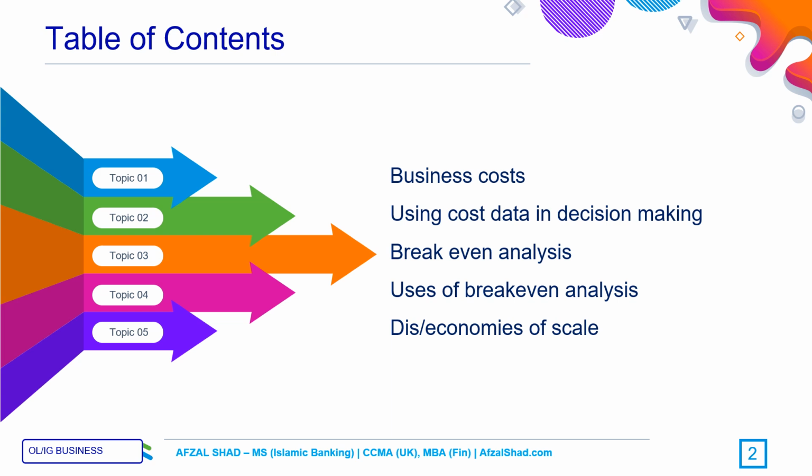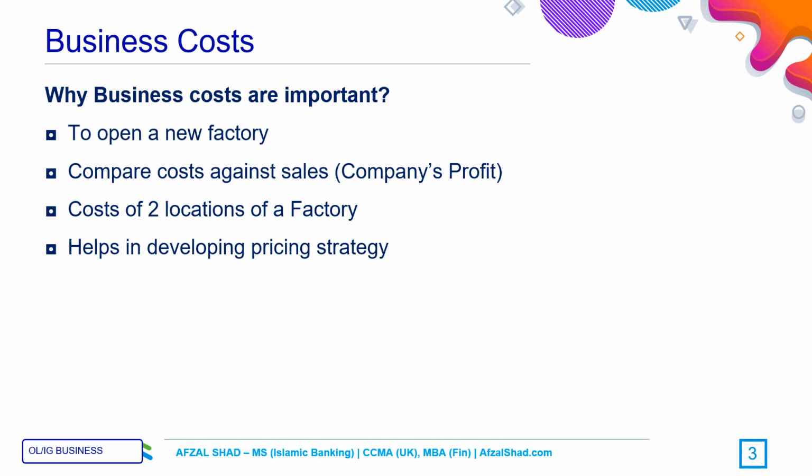And then the last thing is the economies and the diseconomies of scale concept, and we are going to get into the details of the economies of scale, and we are going to get into the details of the diseconomies of scale. All right, so the first thing, the business costs. So have a look. Why business costs are important?